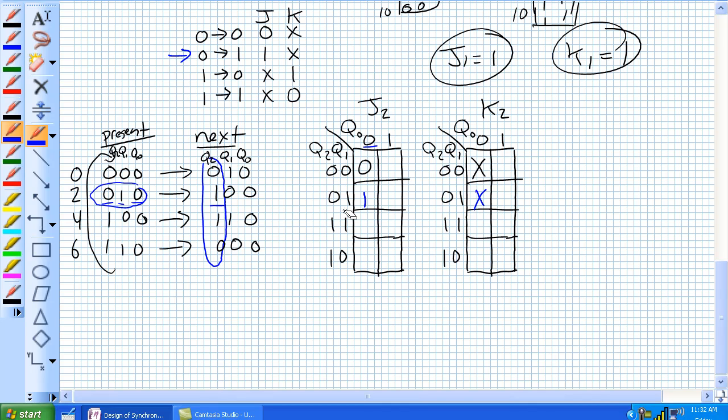Okay, so what is our next present state? Our next present state is 1, 0, 0, which is that box. And at 1, 0, 0, Q2 was a 1, and it stays a 1. So we're here now, and we want J doesn't matter, K 0. Last state here, 1, 1, 0, Q2 is a 1, and it's making a change to a 0. So we're right here.